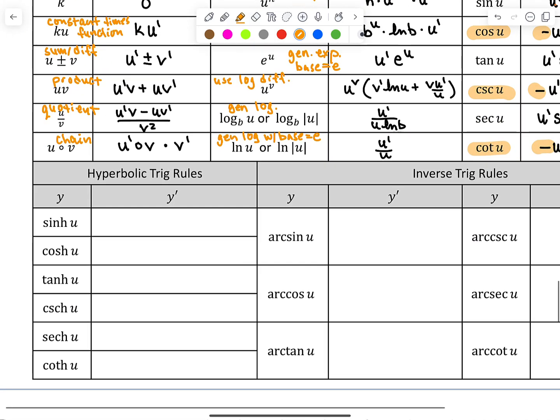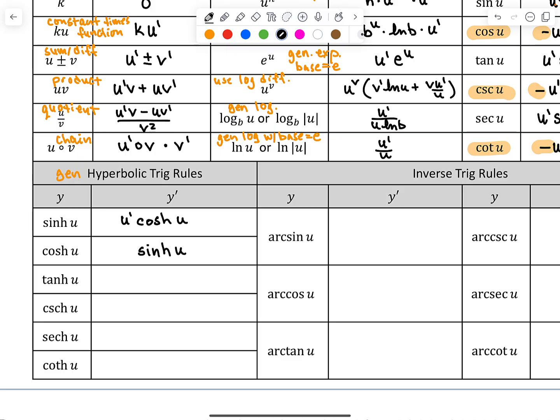The hyperbolic trig rules, and again, these are general hyperbolic trig rules because all our arguments are u, which represent some unknown function of x. Derivative of hyperbolic sine is hyperbolic cosine of the same argument u, and then chain rule times u prime. Derivative of hyperbolic cosine is hyperbolic sine, no negative needed, of the same argument, and then chain rule times u prime. Derivative of hyperbolic tangent is hyperbolic secant squared of the same argument times u prime.